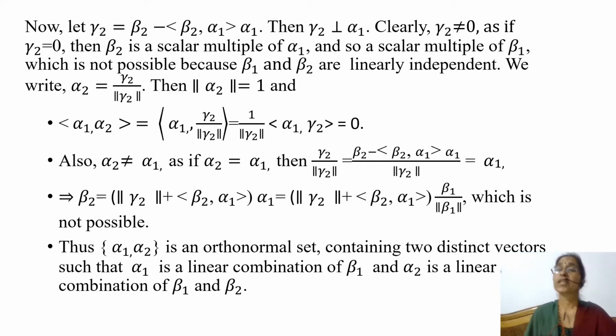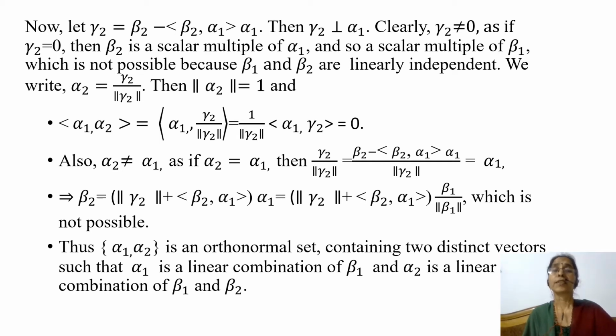We also note that gamma 2 is not equal to 0, because if gamma 2 is equal to 0, that means beta 2 is equal to the inner product of beta 2 and alpha 1 times alpha 1. That is, beta 2 is a scalar multiple of alpha 1. And since alpha 1 is a multiple of beta 1, beta 2 is a scalar multiple of beta 1. This is not possible because beta 1 and beta 2 are linearly independent.